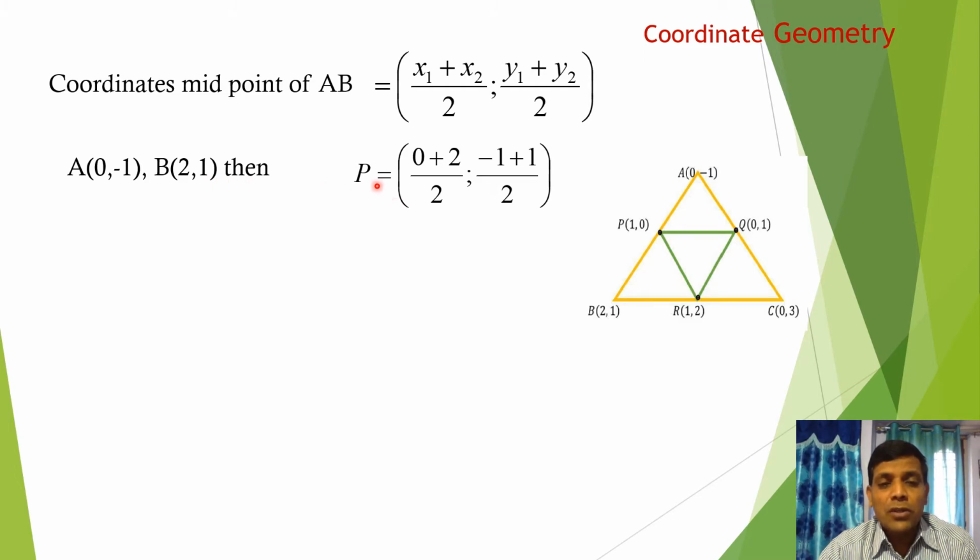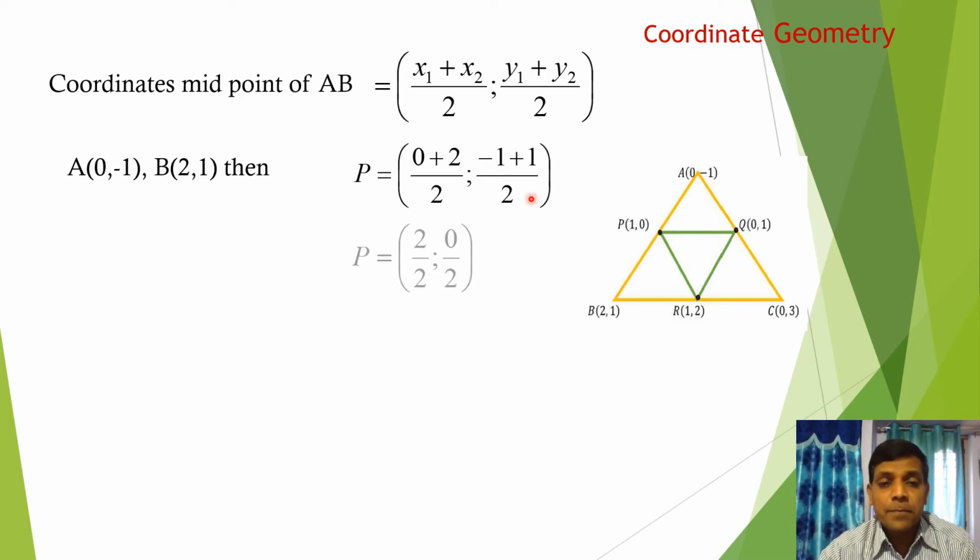So P equals: x1 equals 0, y1 equals -1, x2 equals 2, y2 equals 1. (x1 + x2)/2 means (0 + 2)/2, and (y1 + y2)/2 means (-1 + 1)/2. So 0 plus 2 we get 2, 2 by 2 means 1. -1 plus 1 we get 0, and 0 by 2 is 0. Zero divided by anything is 0.